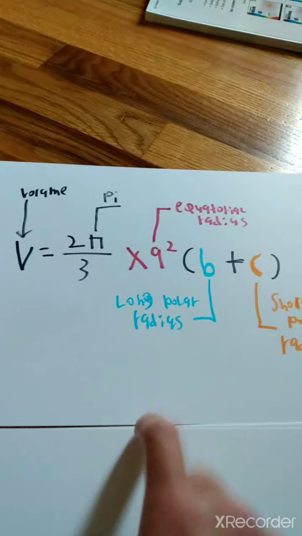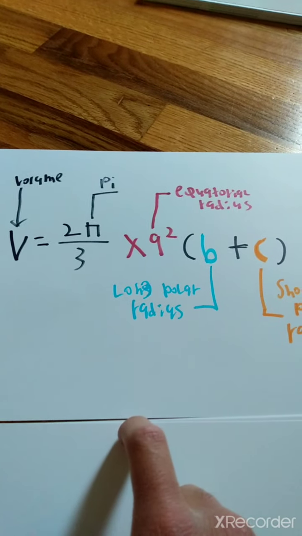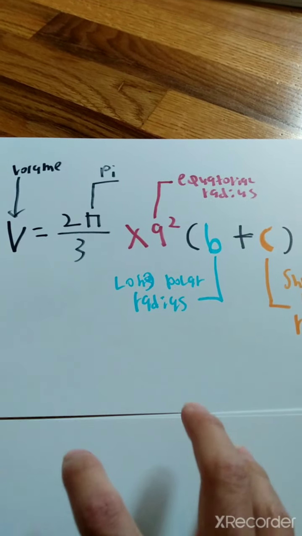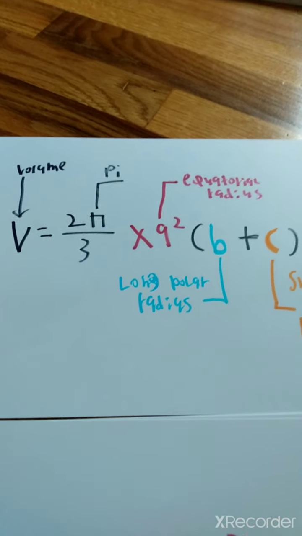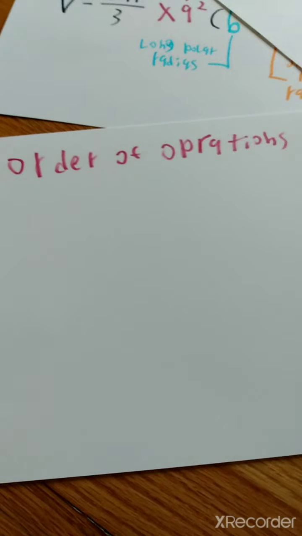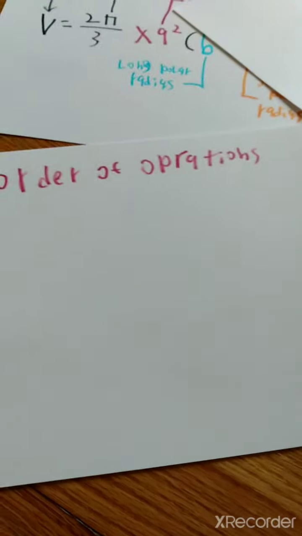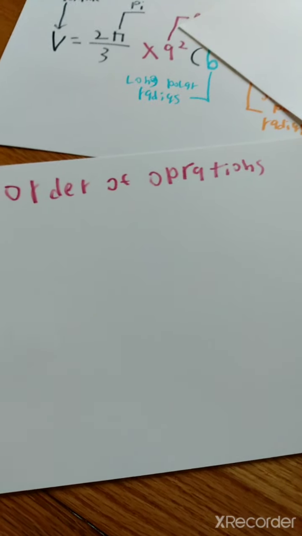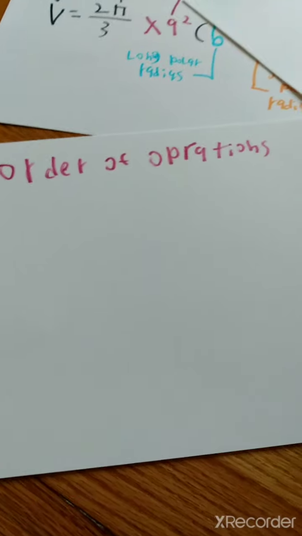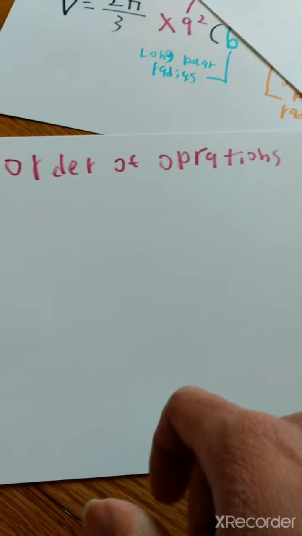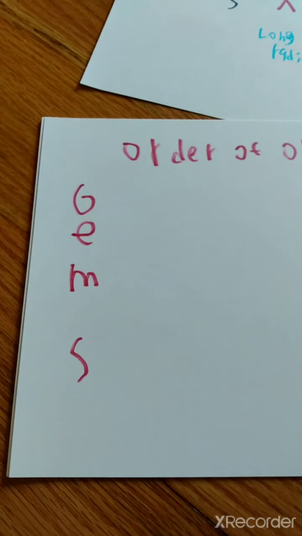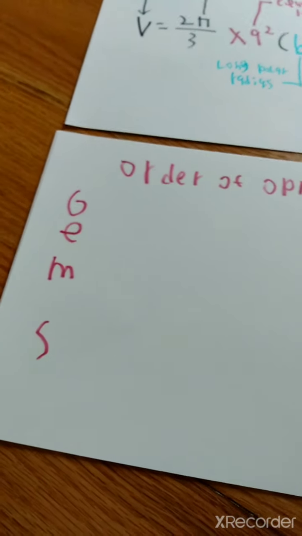So when we do geometry, there's always a way we can solve these kind of problems with so many numbers. We use order of operations. So when we use geometry, if there's a formula for surface area, volume, anything for geometry, you will always use order of operations. And that's what we use, is GEMS. Let's do a sample problem.